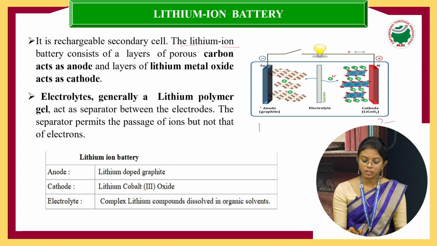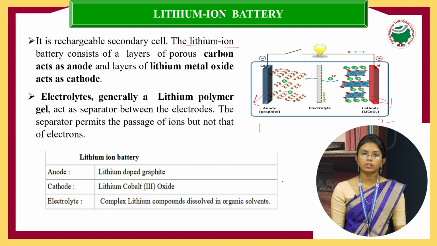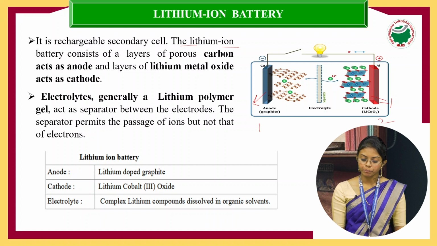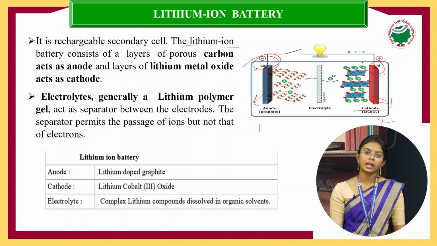Can you see the picture here? This one is the anode and this is the cathode. These two electrodes are separated by a separator. Now we'll see what is the anode here and what is the cathode here. The anode is made of copper foil. Next, the cathode is made of aluminium.